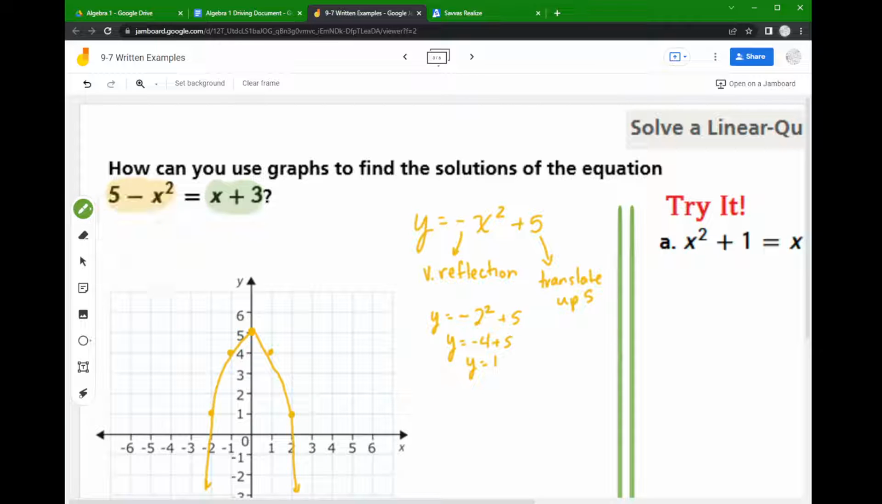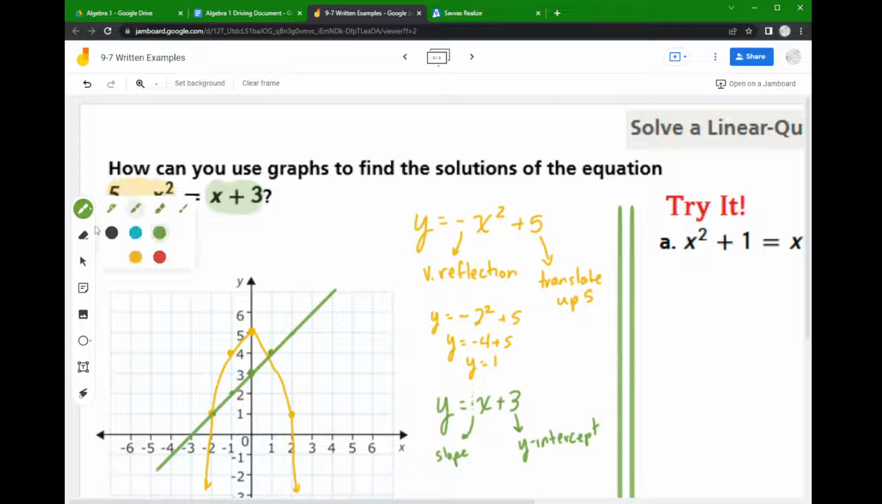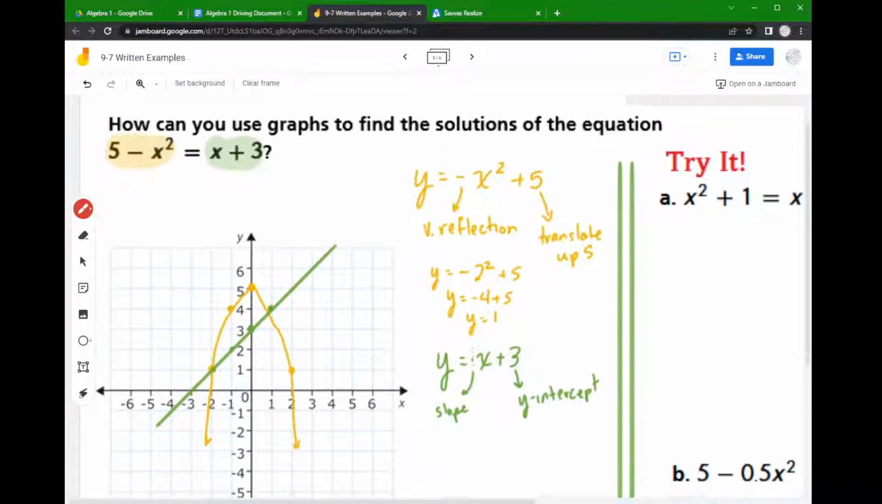Now the green equation is my linear one. I have y equals x plus 3, where 3 is the y-intercept. You could also think about that as a translation up by 3. So there's our y-intercept. And our slope, well, there's an imaginary 1 in front of that x. So it's rising by 1, running by 1, rising by 1, running by 1. If I use my straight line tool, because I don't know how to draw, there we have it. Your solutions are where these two lines cross.